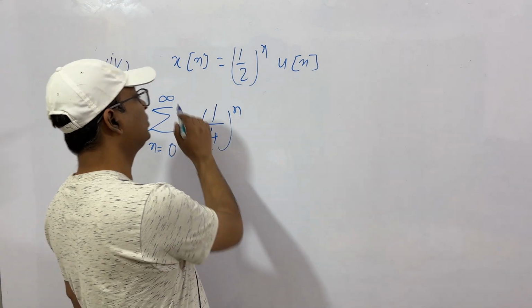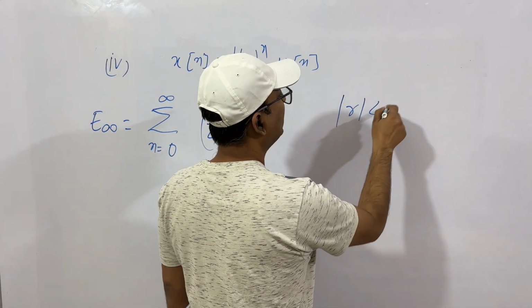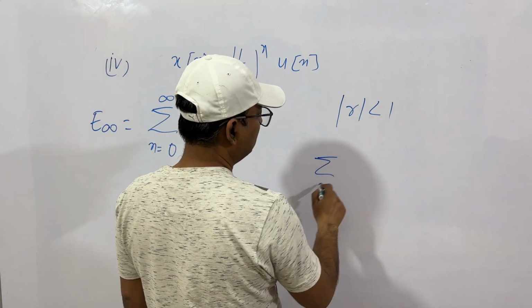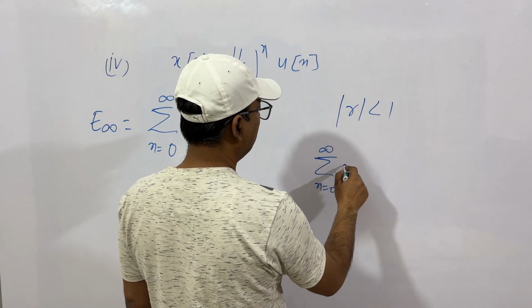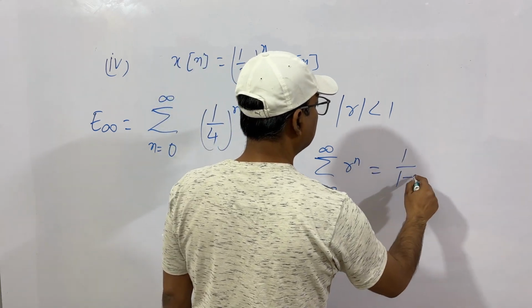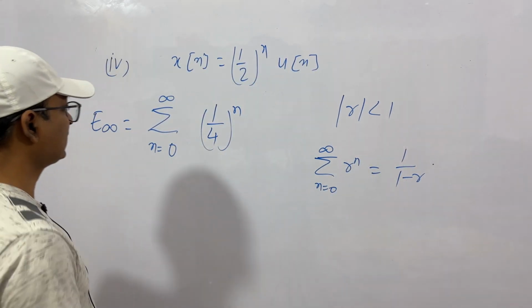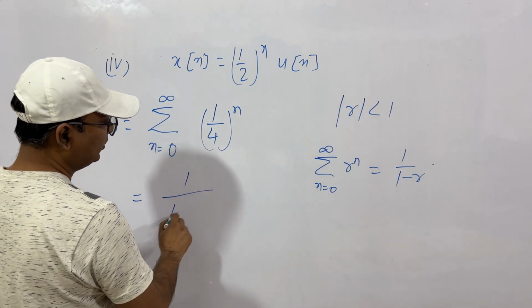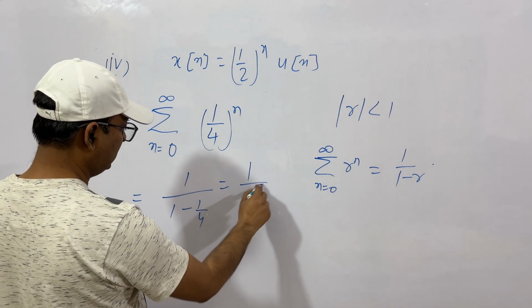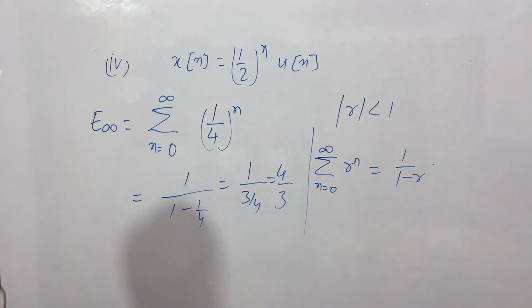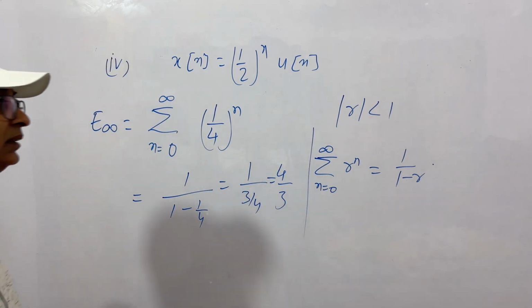Now see, this is from 0 to infinity, and if mod of r is less than 1, the expression for the sum from n equal to 0 to infinity of r to the power n is given as 1 by 1 minus r. This is a geometric progression. So we will write 1 by 1 minus 1 by 4. So this is 1 by 3 by 4, that is 4 by 3. Okay, so our answer is E infinity is 4 by 3.